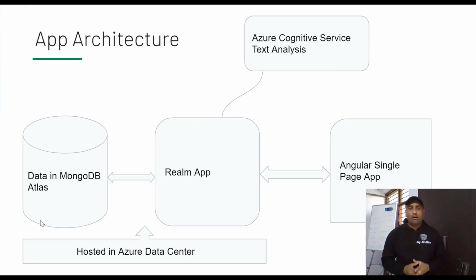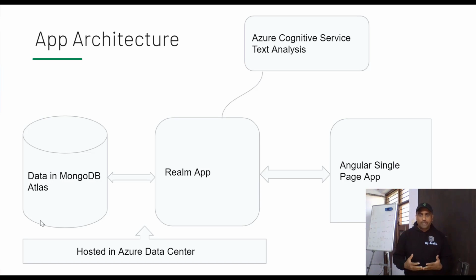This is the architecture of our application. The data is in MongoDB Atlas, which is MongoDB as a service. Then there's a Realm app. Realm app provides you everything which you can think of to speed up your development process. It has authentication, it has functions, it has triggers, and we'll talk more about that further in the talk. Then in the Realm app, we are using Azure Cognitive Services text analysis, hosted on the Azure data center, and then we are using that inside an Angular single page app.